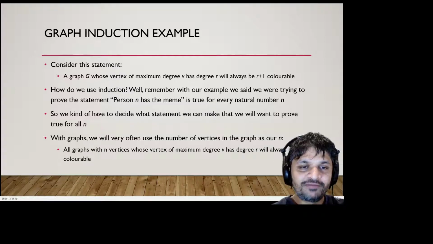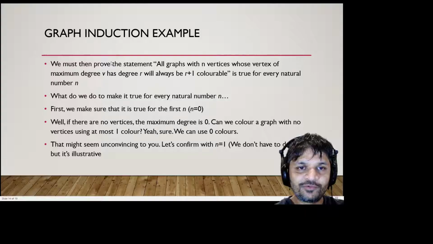Okay, so if I say all graphs with n vertices whose vertex of maximum degree V has degree R will always be R plus 1 colorable, that is only equivalent to the statement on top if I say that this is true for all n. Okay, so I must prove the statement that all graphs with n vertices whose vertex of maximum degree V has degree R will always be R plus 1 colorable is true for every natural number n. Okay, so that's a bit of a mind bender, but pause and think about it.